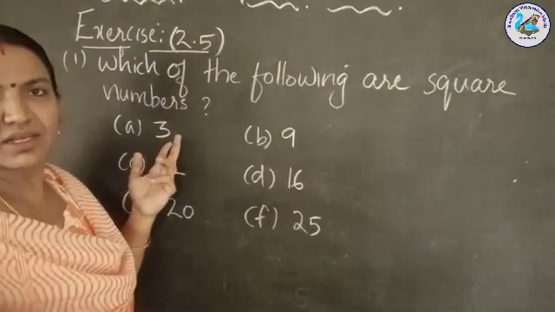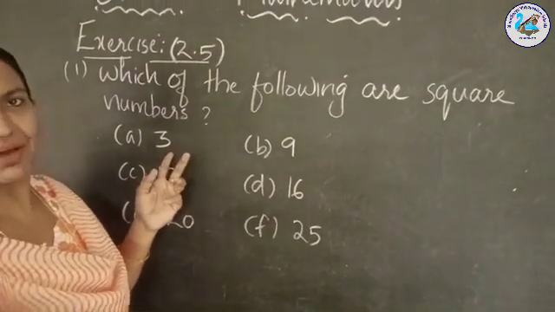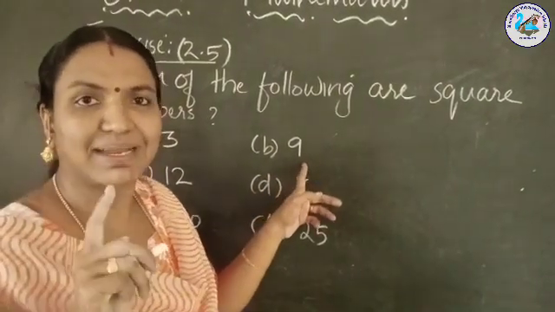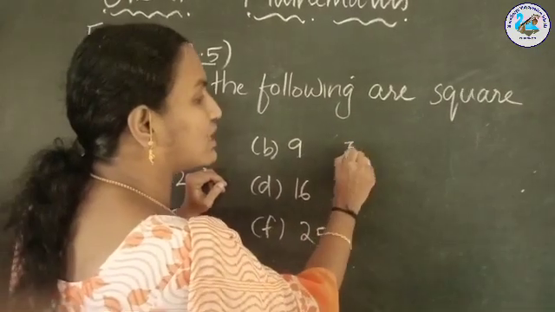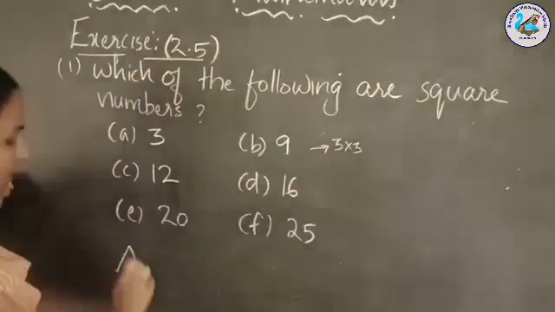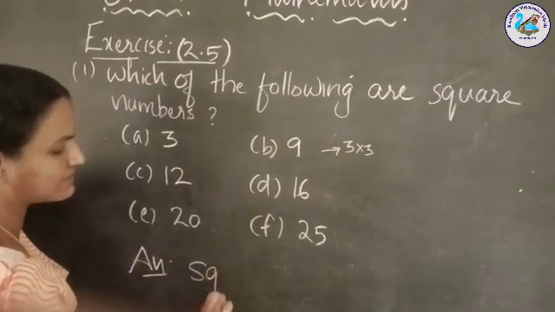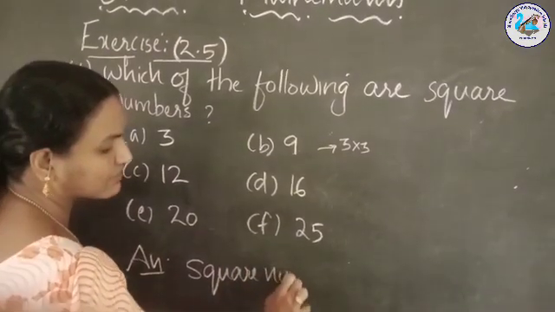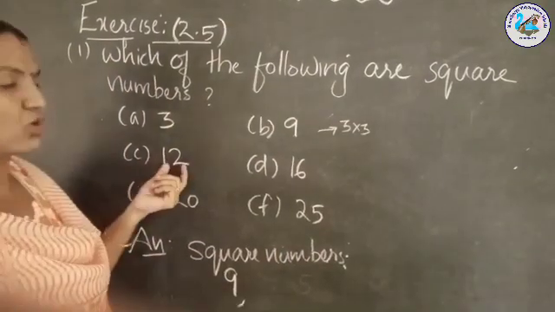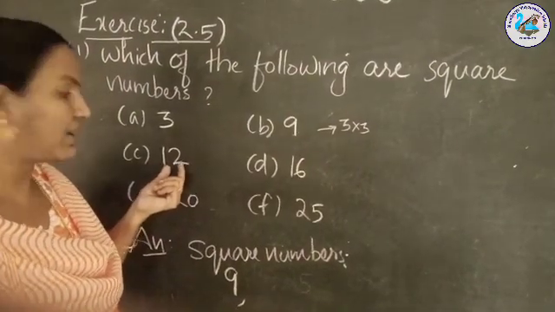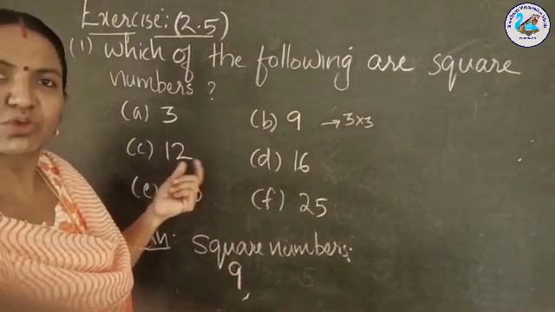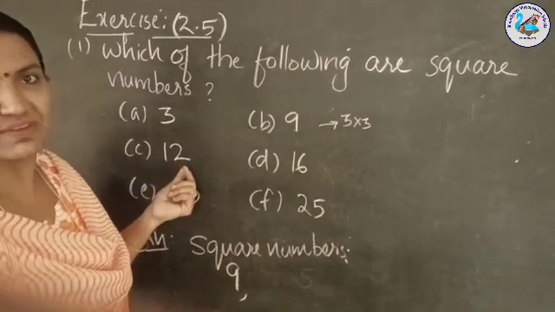First one, 3. 3 is not a square number. Then number 9. Square number means a number is multiplied by itself. So 9 can be written as 3 into 3. So 9 is a square number. Then is 12 a square number? No. Why? 12 can be written as 2 into 6 or 4 into 3 or 3 into 4. A number multiplied by itself is called a square number.